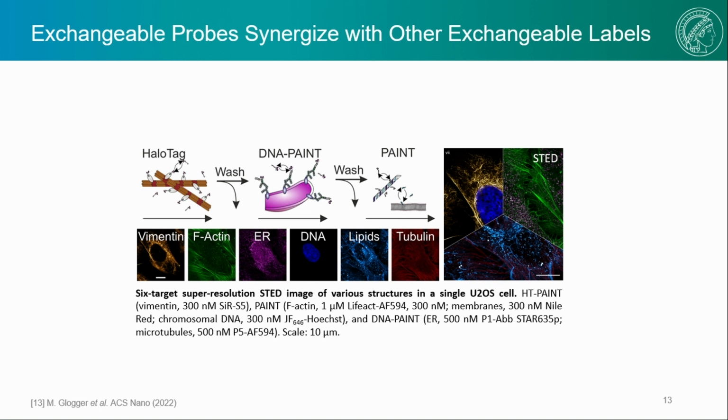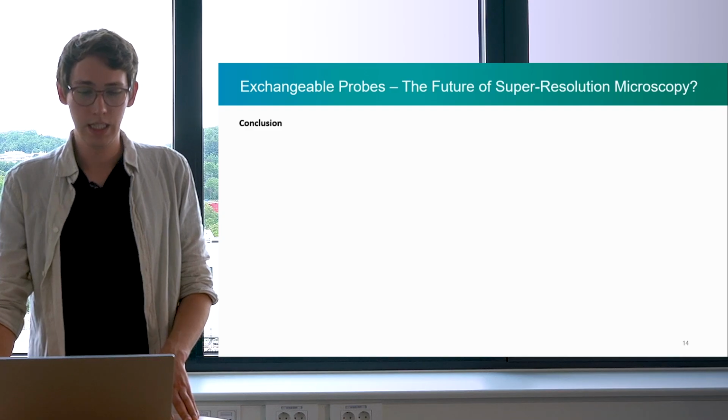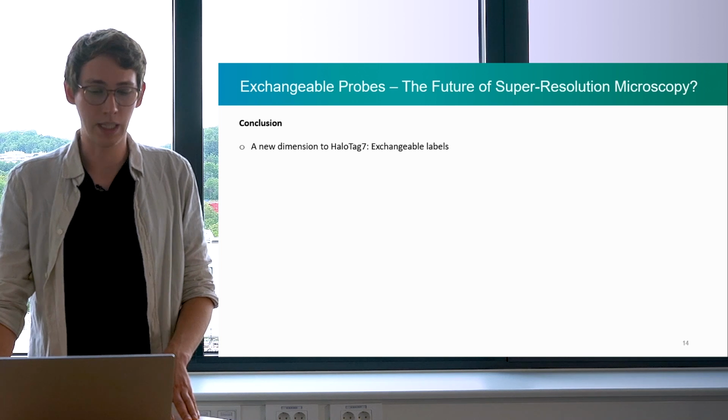At the end, I would also like to take a look in the future, because I think that we can largely benefit by combining different exchangeable labels. And here our collaborator actually did exactly that by synergizing our XHDLs with various PAINT probes, recording this 6-color STED image in fixed cells. With this, I'm at the end and would like to summarize.